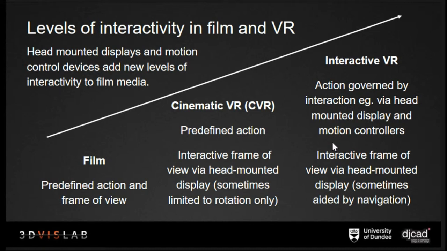This level includes both monocular and stereo 360 degree video when experienced through a headset, as well as some 3D environments where events take place according to a fixed narrative and the viewer is unable to fully navigate around the space. On the next level up, if we take the interaction further, in what we could call interactive VR, the user is able to engage more with the environment and to move around the space more freely, sometimes assisted by navigation tools, teleportation being the obvious one. And this is the level that we've become more interested in developing at the 3D Viz Lab.